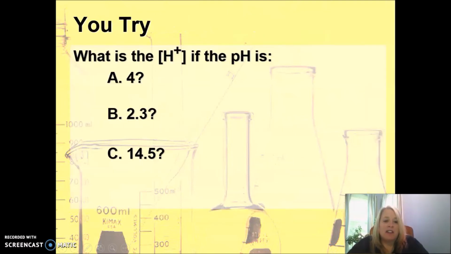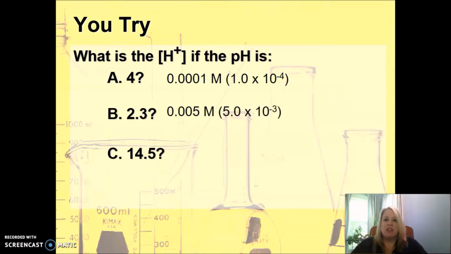All right, I want you to try this. In your calculator, 10^x button, negative 4. 10^x button, negative 2.3. 10^x button, negative 14.5. 14.5, that seems a little high. Well, if you did that right, for 4, you should get 0.0001 molar, or 1 times 10 to the negative fourth. Again, scientific notation or not, it's up to you. Here's what you get for 2.3. And for 14.5, you should have gotten 3.16 times 10 to the negative 15.